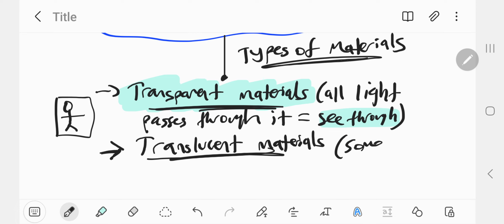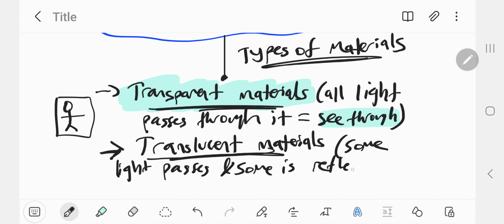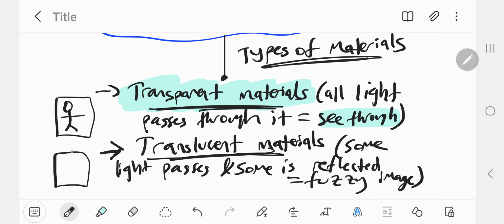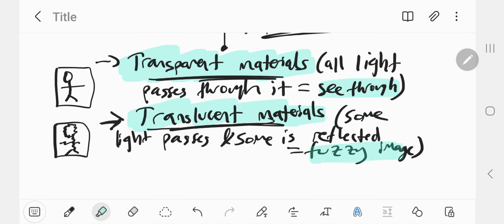So some light passes through and some is reflected. Some goes through the tissue, some bounces back. If any of you have a tissue with you, you can pull it out of your pocket or bag and hold it in front of someone, and you can probably see the person slightly. That's an example of a translucent material. Only some of the light passes and some is reflected, and you get a fuzzy image. So suppose here's the tissue: the person you've put it in front of looks a bit fuzzy. That's a translucent material. It's fuzzy.